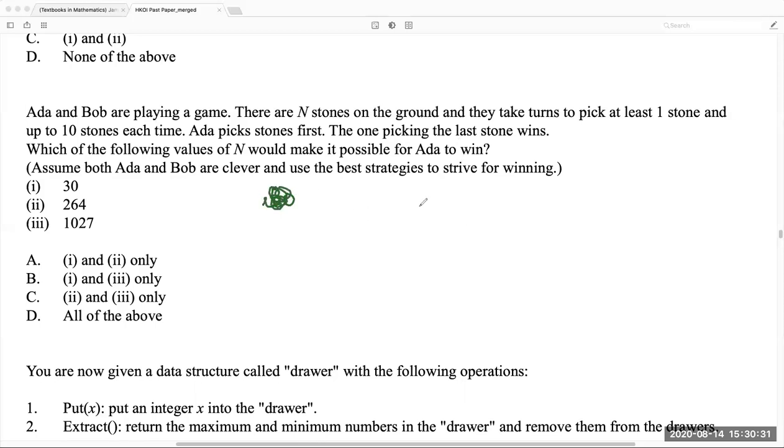You may first think about the last step first. So let me give you a scenario, okay? Let's say there are 15 stones at first, okay, 15 stones. If you are Ada, how many stones will you take in the first step?